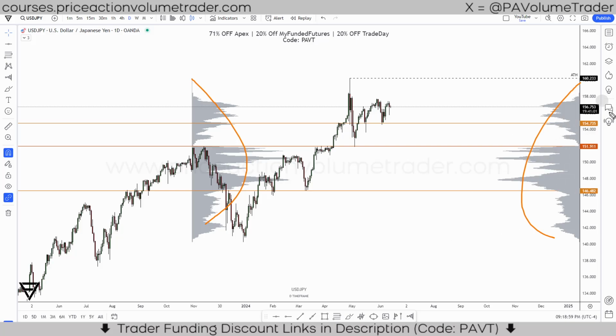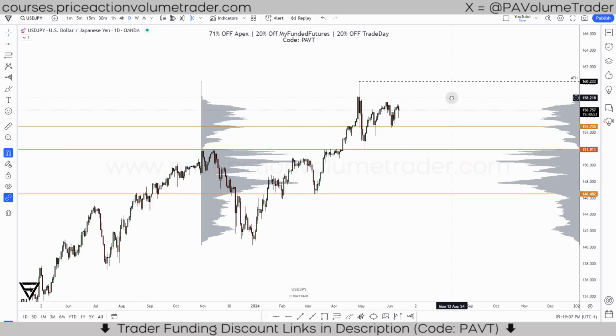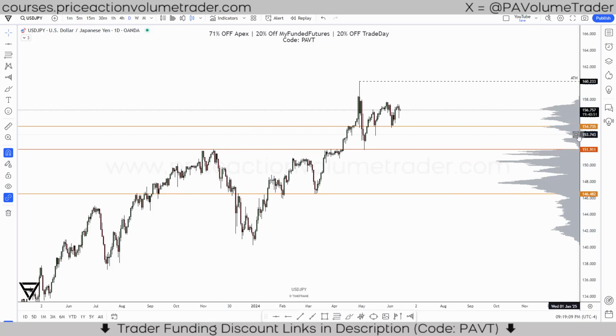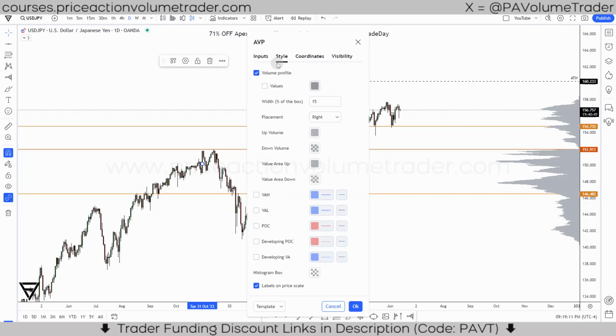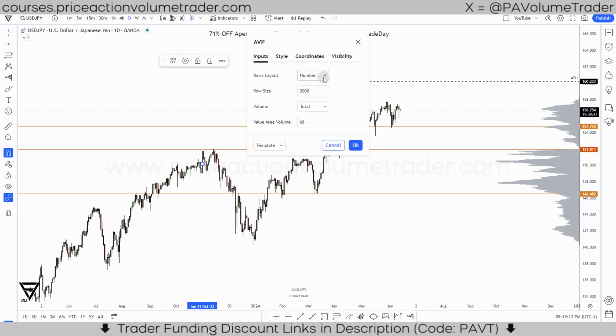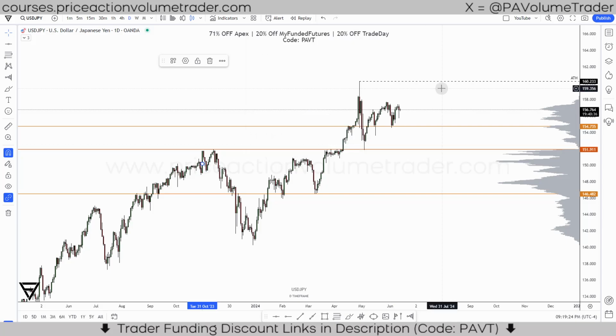In general, I like to have it on the right, so that way I don't have anything on top or behind the candlesticks distracting me. And the settings that I use on this is I always just put number of rows, and I put 2000. I just put a high number to get the most definition. Total volumes, 68% value area.